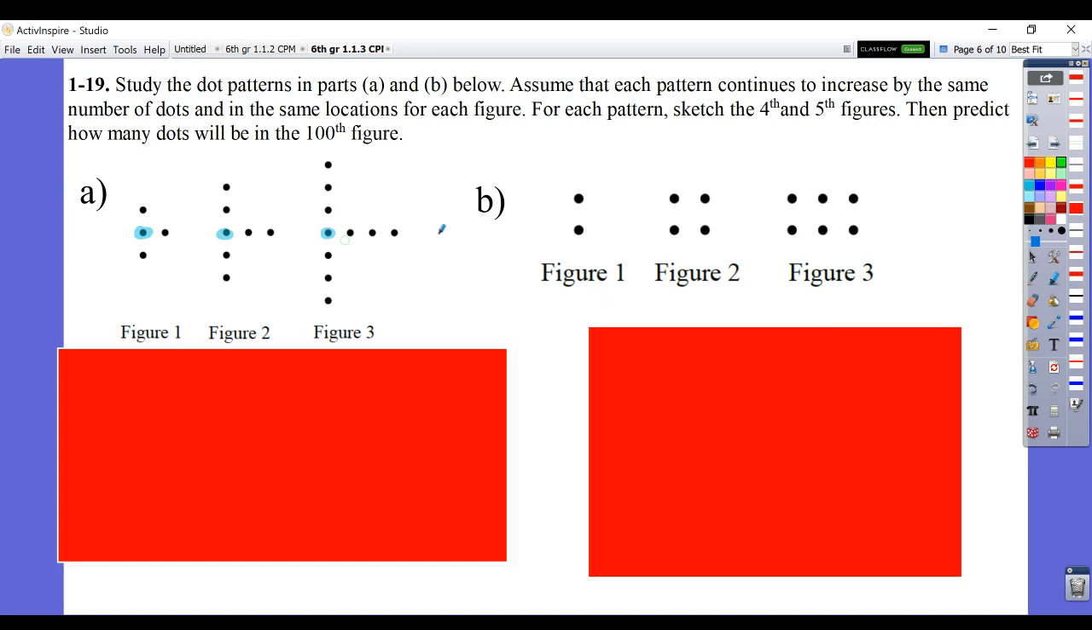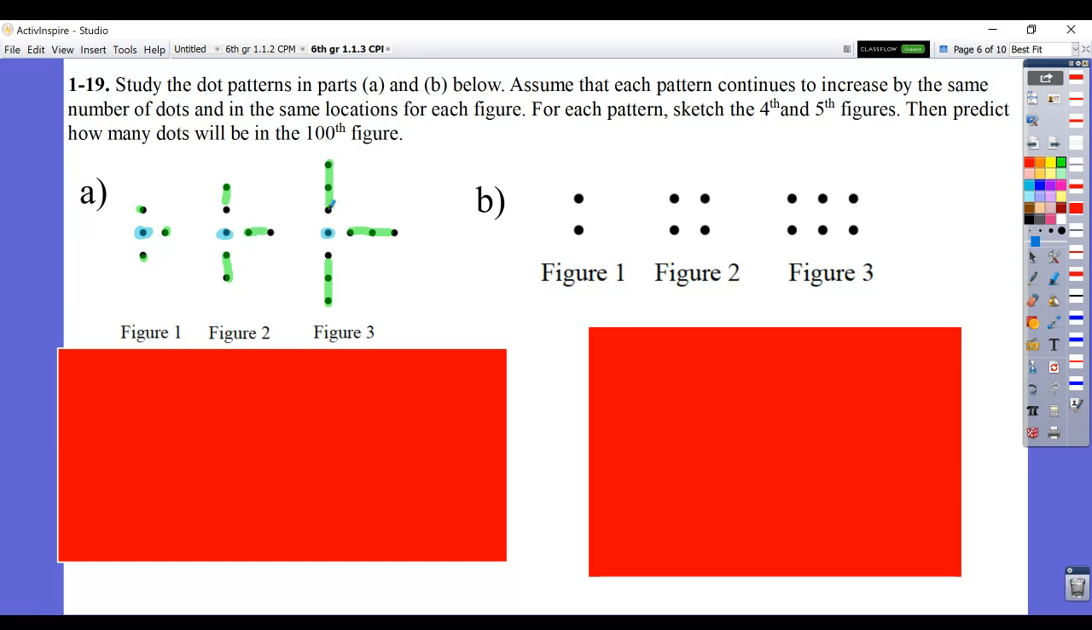But another way to look at it is that we always have this 1 dot in the middle. And then coming off of that, we have 1 dot above, below, and to the right for figure 1, 2 dots above, below, and to the right for figure 2, 3 dots above, below, and to the right for figure 3. So that should help you to sketch the fourth and fifth figures, and it should also help you to predict how many dots would be in the 100th figure, because you'd have 1 dot, and then you'd have 100 dots above, 100 below, and 100 to the right for the 100th figure.